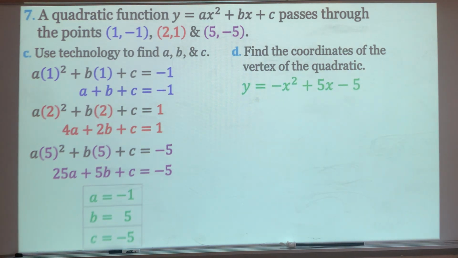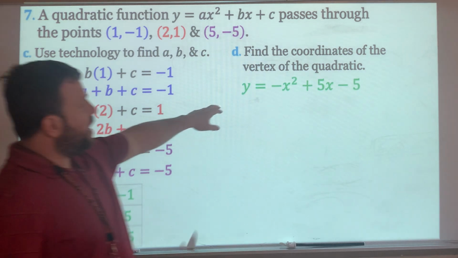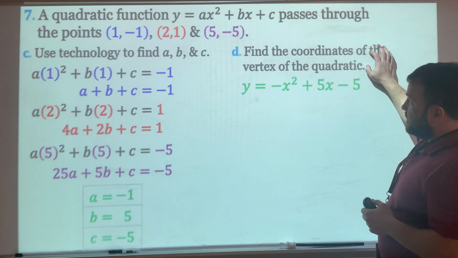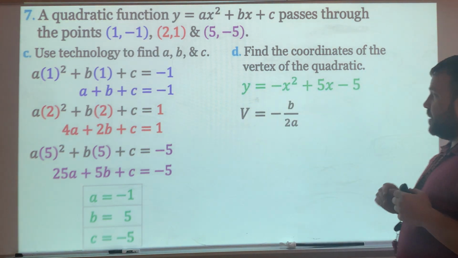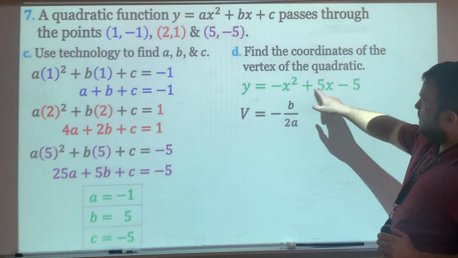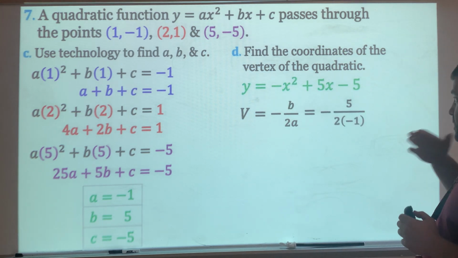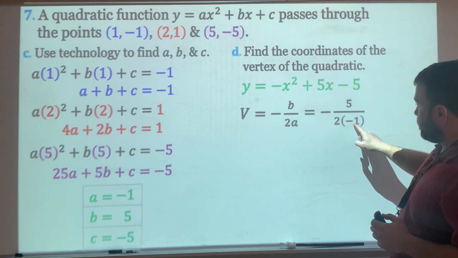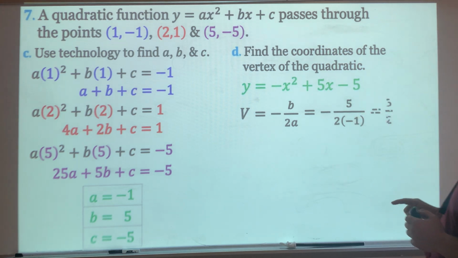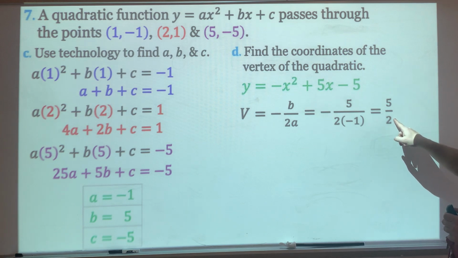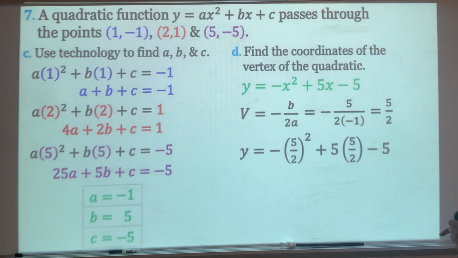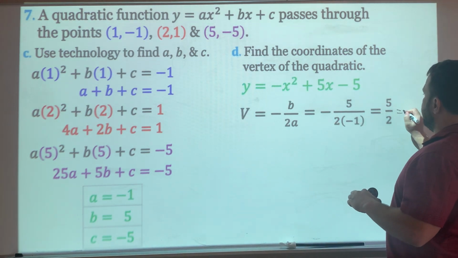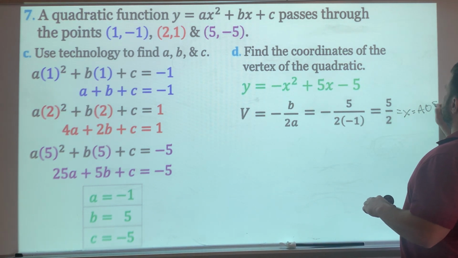So now we can actually find the vertex. And now what do you see? You notice our A is negative, our C is negative, our B is positive. So in order to find the vertex, we have to use our formula negative b over 2a. Our b is 5, our a is negative 1. So it becomes negative 5 over 2 times negative 1. 5 over negative 2, which is our x. That's our axis of symmetry. Okay? So this is the x of our vertex, because that's your axis of symmetry.